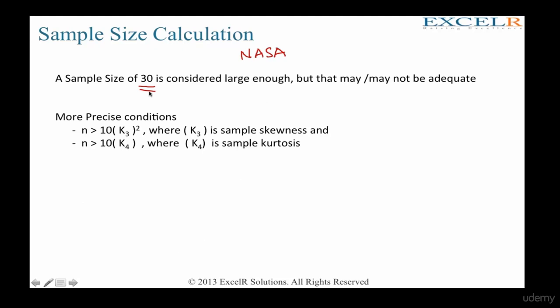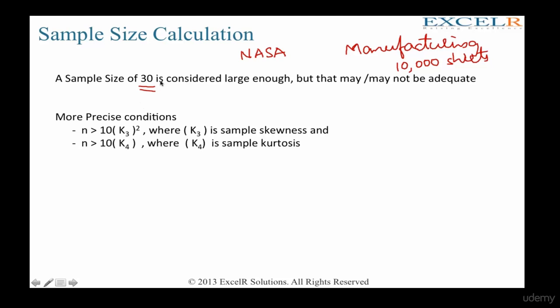Getting data of 30 satellite launches would be overwhelming. You might not get that data. At the same time, if you're working in a manufacturing plant which manufactures 10,000 shirts per day, then picking only 30 shirts to do your quality inspection might not be sufficient. Probably you need to pick 1,000 shirts maybe. So 30 is just a thumb rule.